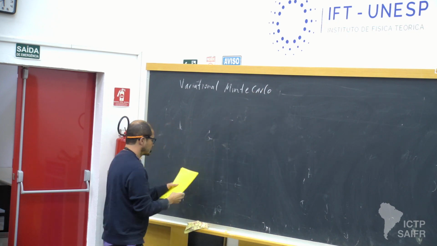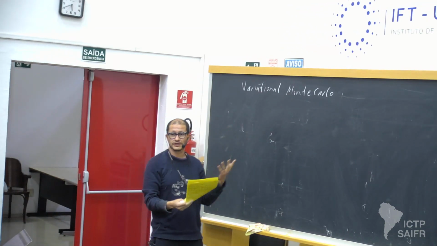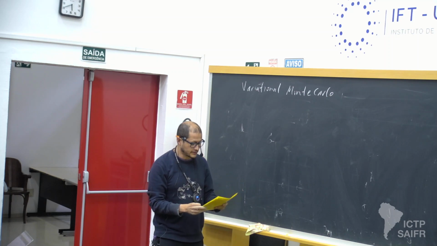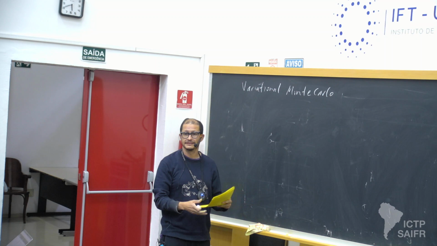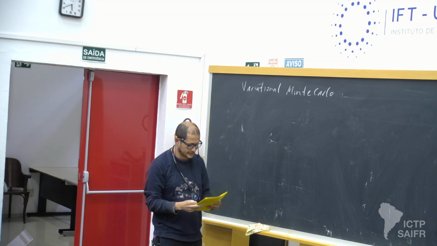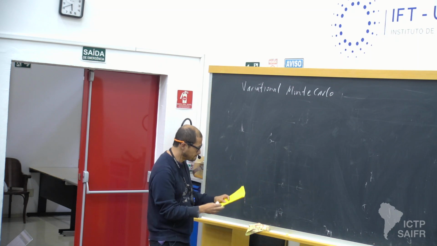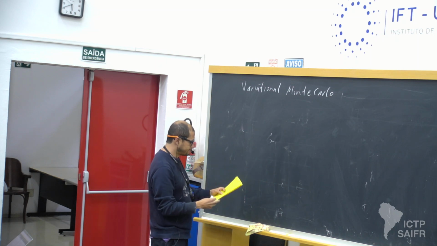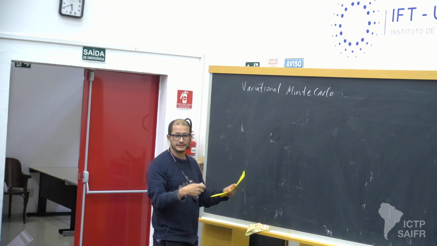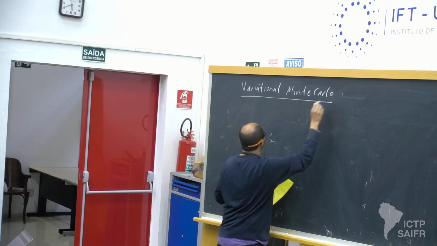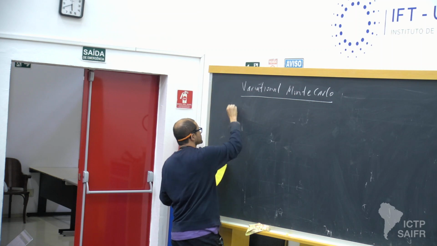Given some Hamiltonian for which we can't find its ground state, can we try and guess the ground state? Can we have an educated guess somehow? And this is all based on the variational principle that you may have seen. So let me state it. The variational principle.